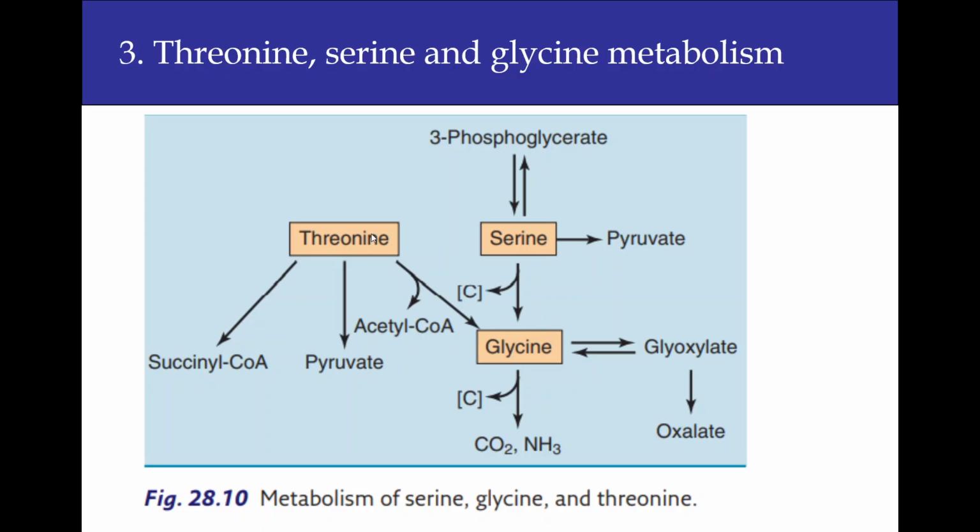Glycine, which is coming from threonine and serine, has two fates. It can either be completely metabolized to form CO2 and ammonia, or it can be converted to glyoxylate to give rise to oxalate. Where is oxalate present? You took it in a previous block.